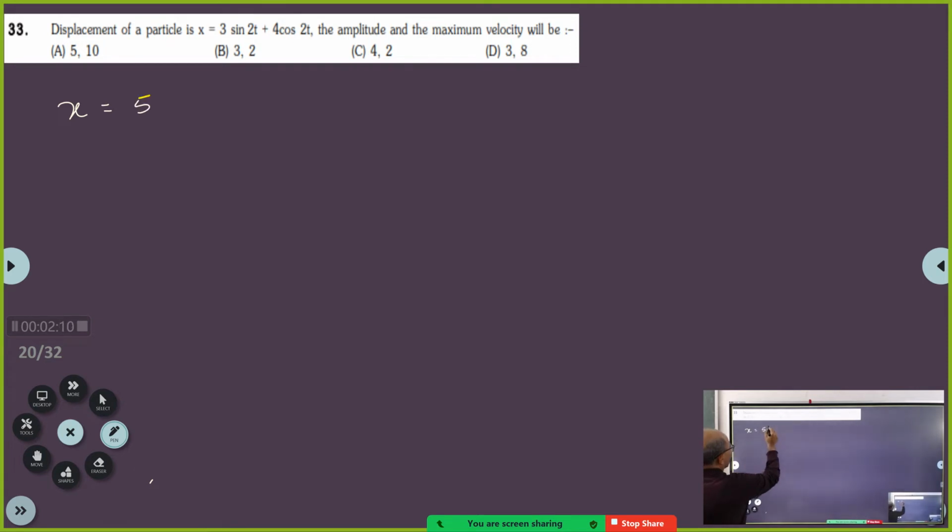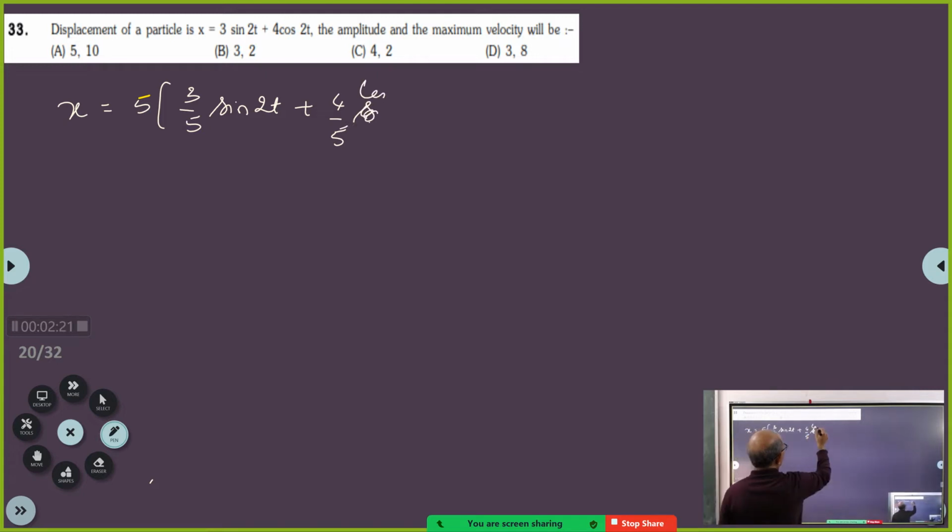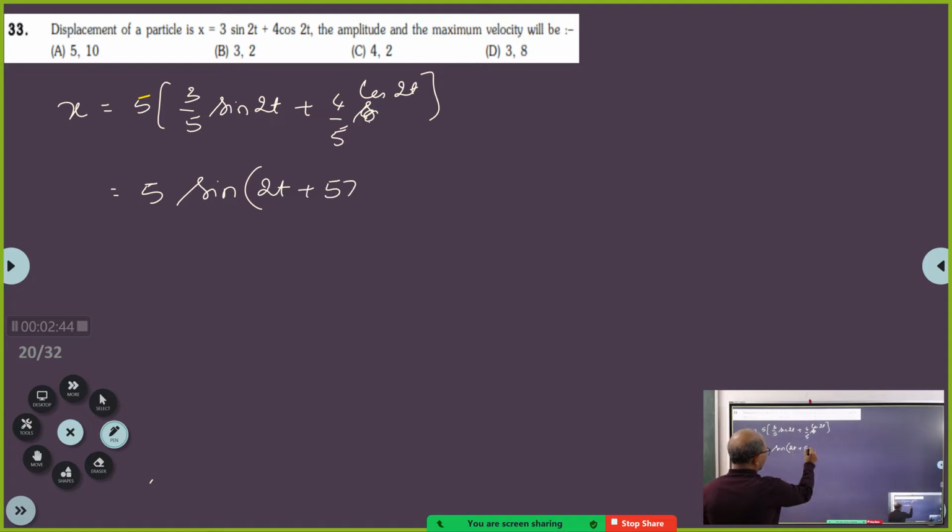So this one, I'll write it as 5 into 3 by 5 sine 2t plus 4 by 5 cos 2t. So this is of the form cos A sin B, sin A cos B. So straight away you can write it as 3 by 5. This cos 3 by 5 will be how much? It is going to be 57 degrees, isn't it? 57 degrees. So this will be sine of 2t plus 57 degrees. Right? This is it. So you get it in this form.